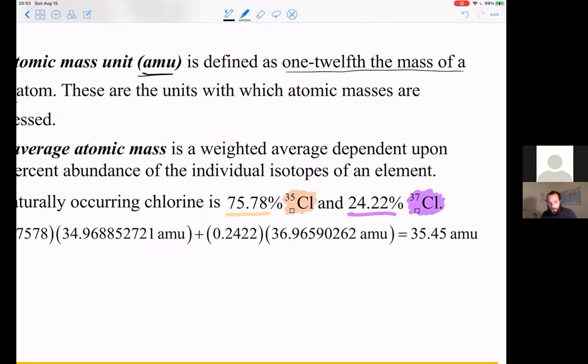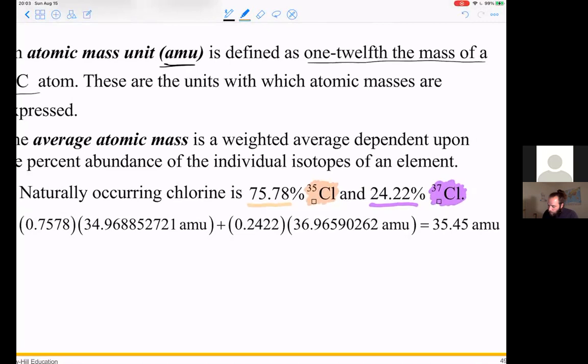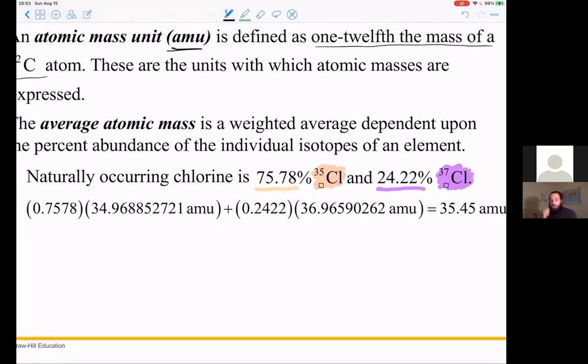Okay, and then the other thing is you'd have to be told what the mass of chlorine 35 is and what the mass of chlorine 37 is. So this number right here is the AMU of chlorine 35. And this right here is the atomic mass of chlorine 37.